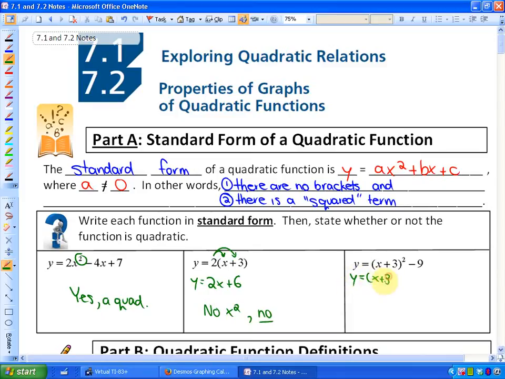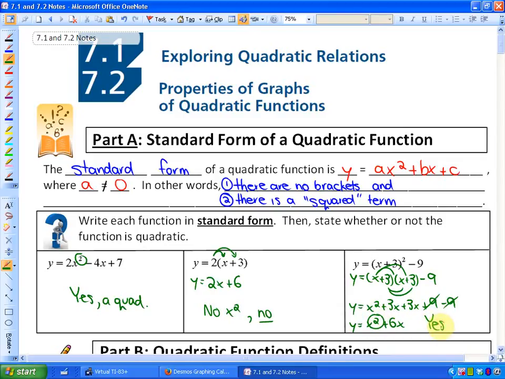And the last one is not in standard form. To put it in standard form, we're going to want to simplify, so x plus 3 squared is x plus 3 times x plus 3, and if we distribute those binomial products, we'll have x squared plus 3x plus 3x plus 9 minus 9. This is y is equal to x squared plus 6x, and the 9s cancel out. And this does have a squared term, so it is going to be a yes.